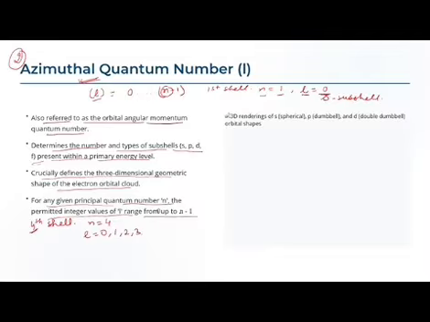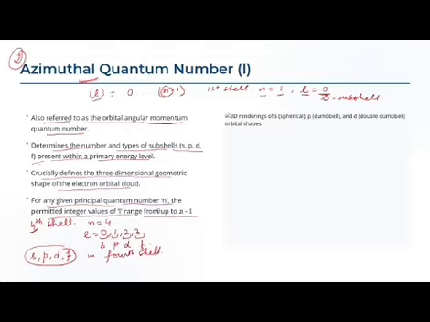0 to n minus 1, it means 0, 1, 2, 3. So here the value of L equal to 0 shows S subshell. If the value of L equals 1, it indicates P subshell. If the value of L is equal to 2, it can be designated as D subshell, then F subshell. So how many subshells have we shown? S, P, D, F. There are 4 subshells in the fourth shell.